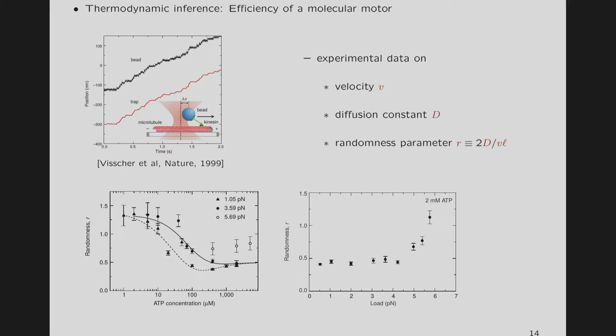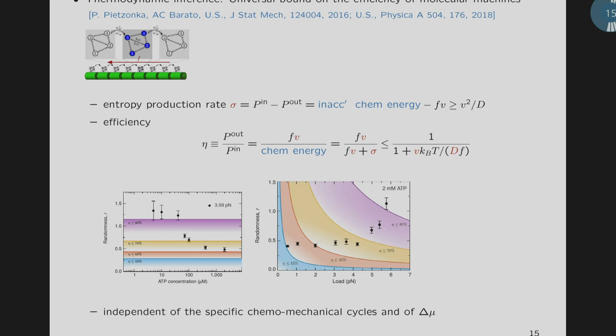And the data look like this, right? This is the randomness as a function of ATP concentration for various applied loads, or as a function of the load for constant ATP concentration. Very nice experiments. You get this kind of data. What do you do with it? You come up with a model for the motor, and try to fit it. That was, in a sense, phase one. What we now can do with the same data is the following.